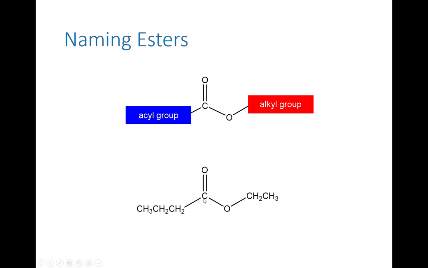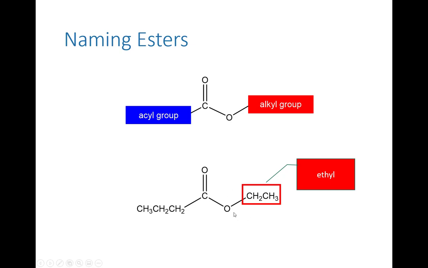It's clearly an ester because it's got the carbon double bonded to oxygen, and then that carbon's bonded to an oxygen. And then, unlike a carboxylic acid would have a hydrogen here, this is bonded to another carbon. So we first identify the alkyl group. So 2 carbons long. That alkyl group is ethyl. So that's going to be the beginning of our name.